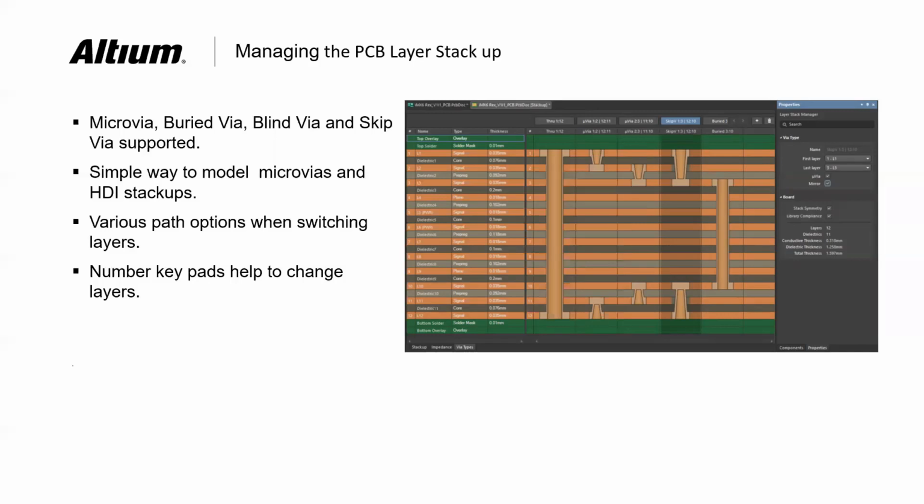Then we are going to see how this micro via helps in routing during the cycling of routing layers. When you do the routing, you need to cycle through layers. We are going to see how it shifts from one layer to the other. I will show it in the demo, and this shifting can be done by using the number keys on your keyboard. We'll see it in detail later.